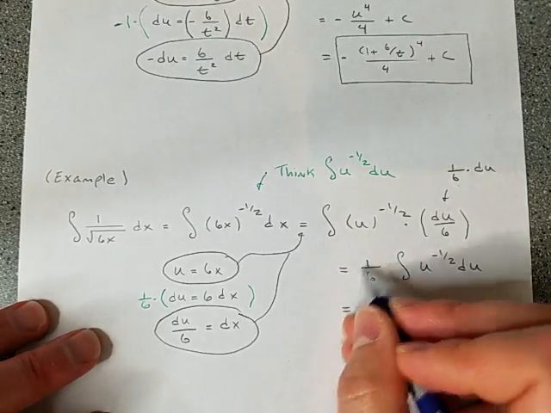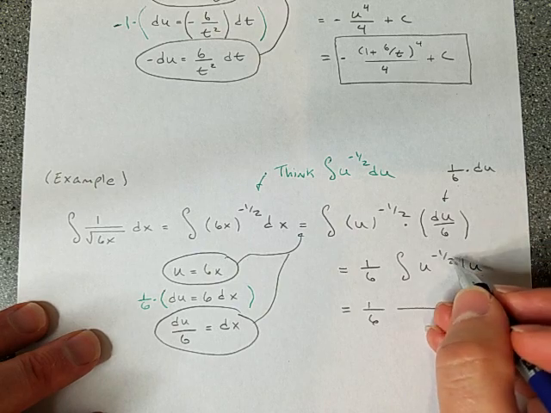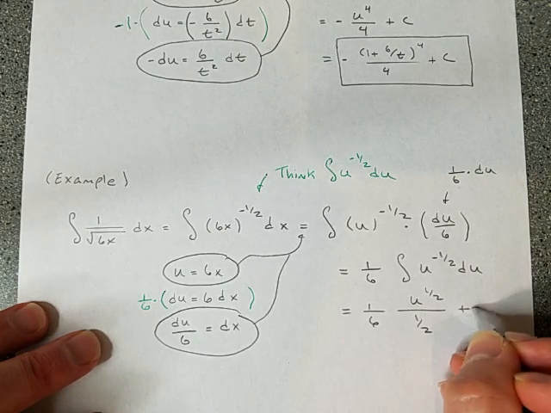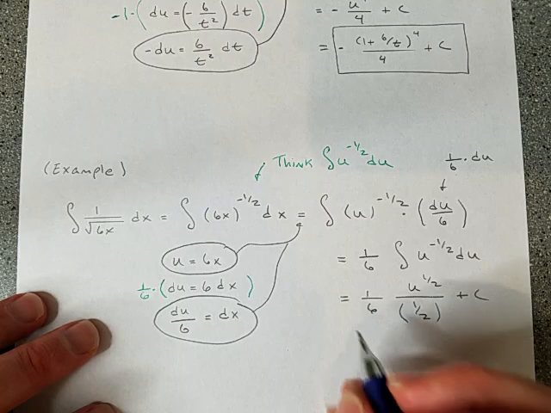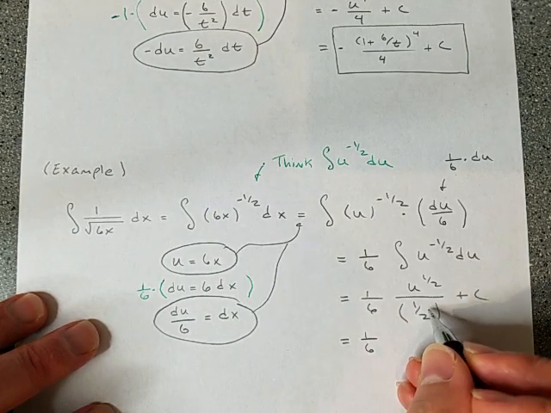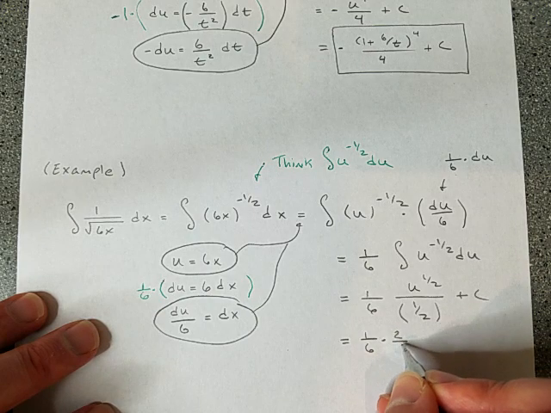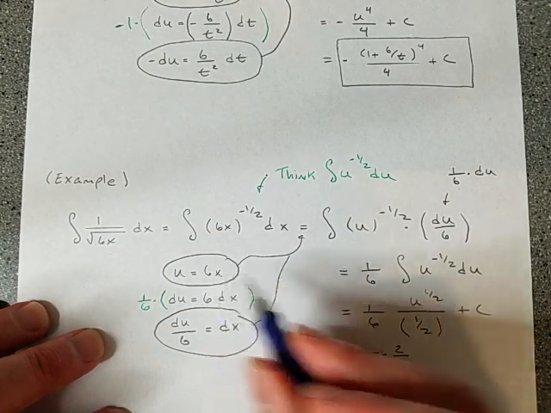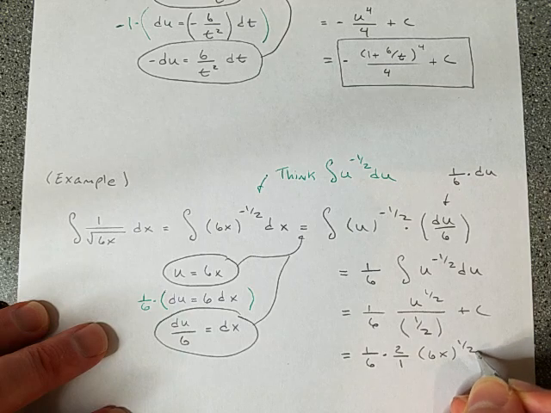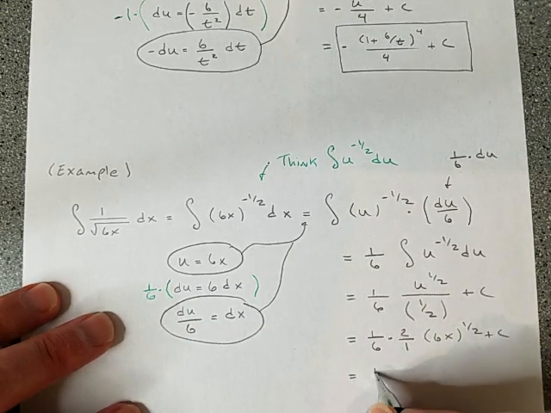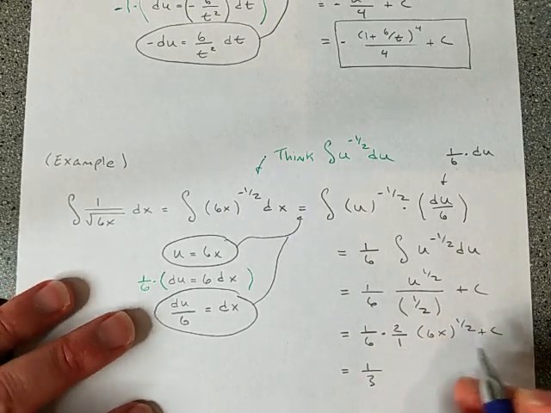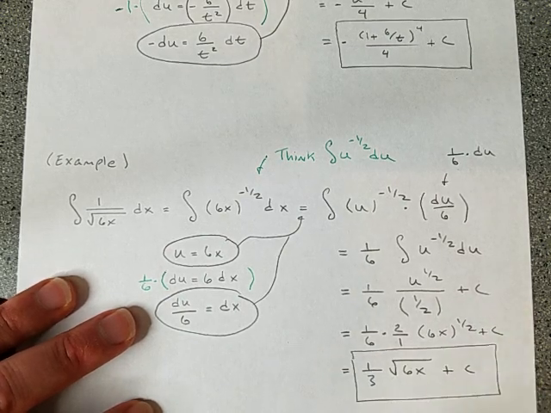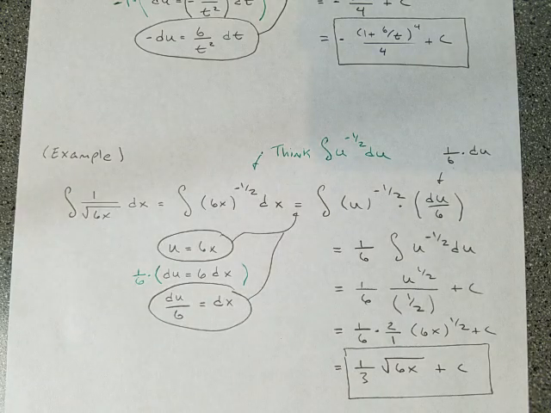How do you work that? Carry this down. Add 1 to that. Negative 1/2 plus 1 is 1/2. And divide by that same number. And then this is 1 over 6. How do you divide by 1/2? You multiply by 2. How do you divide by 1 over 2? You multiply by 2 over 1. And then u is what? u is 6x. So what is this? 1/3, 2 and 6 reduced to 1/3, root 6x plus c. There you go. All right, so another one down.